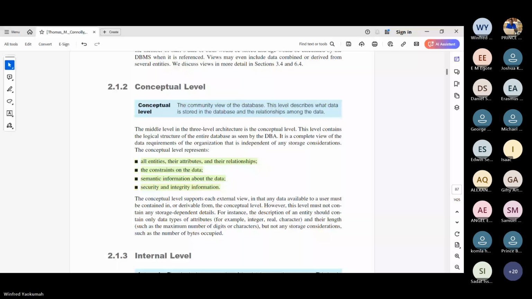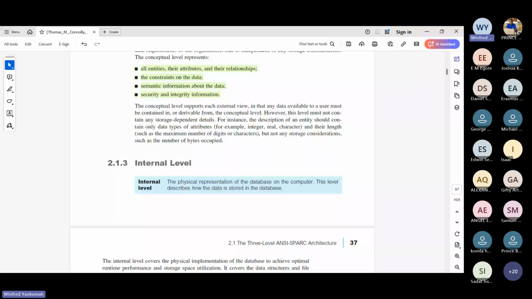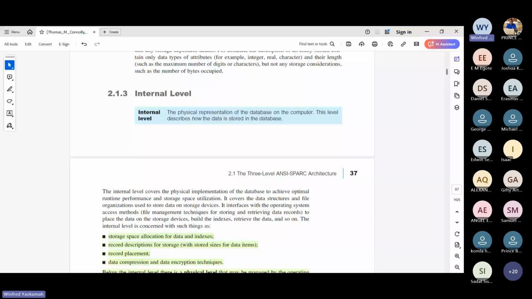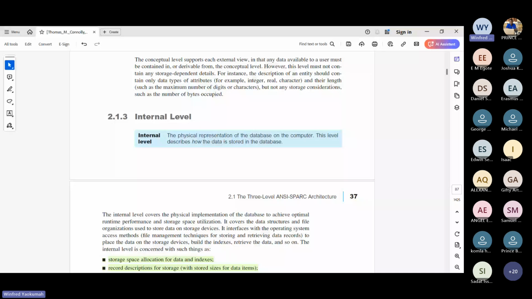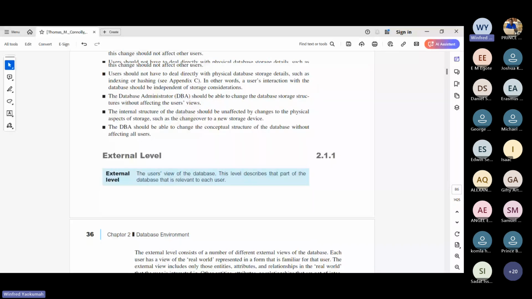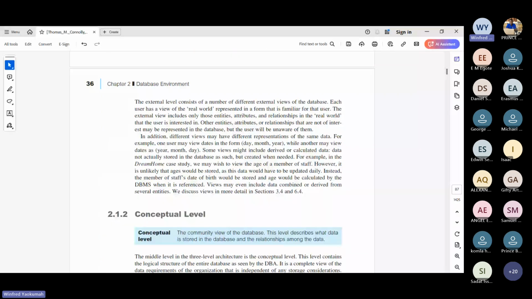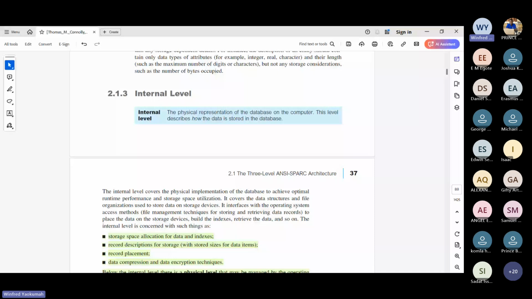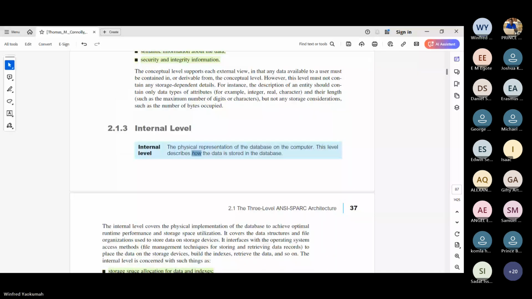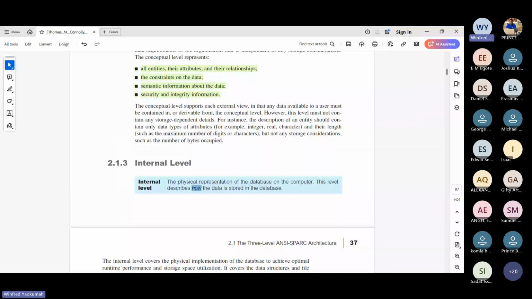Now the next level within the architecture is the internal level. That's the physical representation of the database on the computer. So as you can see over here, the physical representation of the database. This level describes how the data is stored in the database. So take note of this. One describes what, another one talks about how. How should the data be stored, or how is it stored?